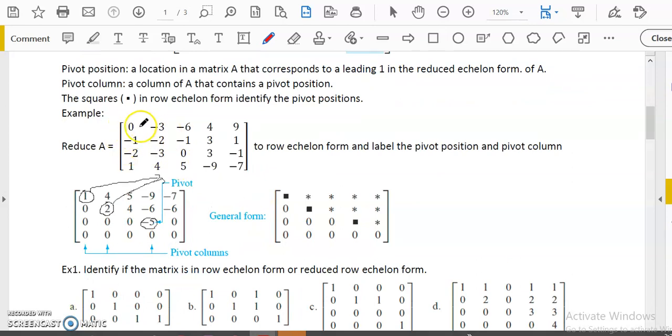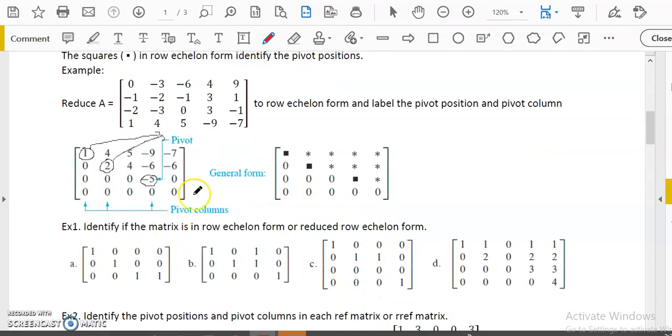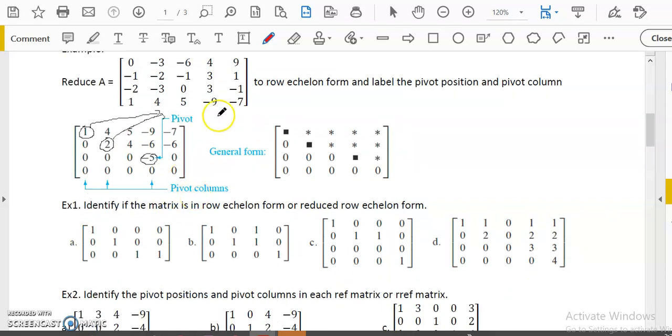This augmented matrix has x1, x2, x3, x4, and this is the B side. After we reduce it to row echelon form, you can use the calculator to reduce it. I'm not going to show it, but I'll show you how to do it later. Somehow we use the calculator to change it into reduced row echelon form. You can see that this is the row echelon form. This is not the reduced row echelon form.